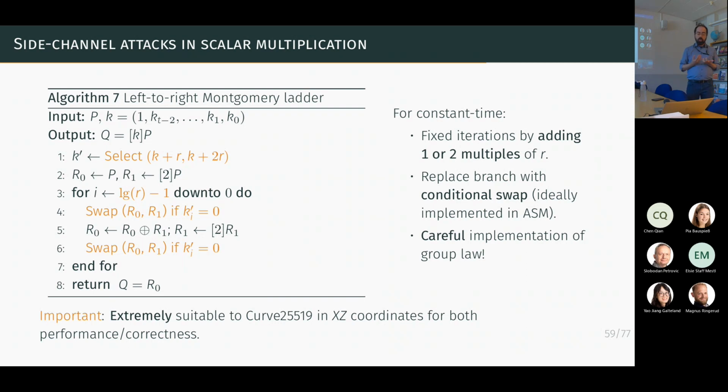How can I fix the number of iterations? I conditionally add R, which is the group order, or 2 times R to the scalar, such that the result of the addition is fixed length. So now I know that all scalars will be fixed length, right? Now I can run scalar multiplication depending on how many bits the order of the group has, instead of the specific scalar k.